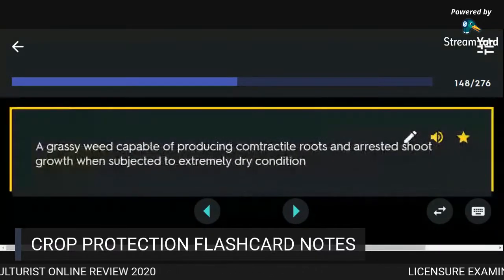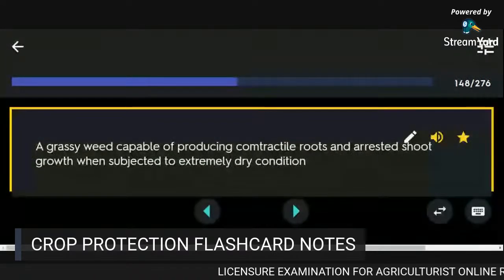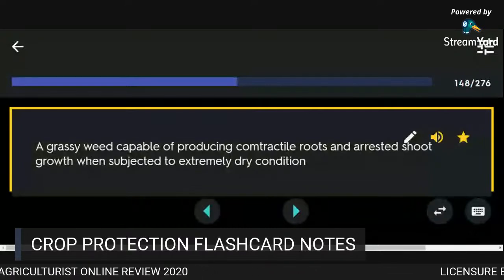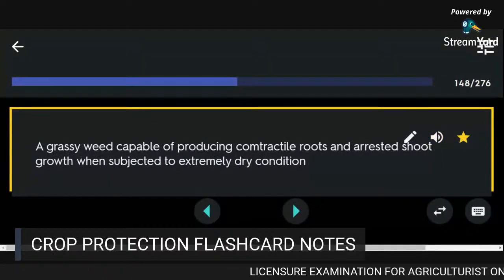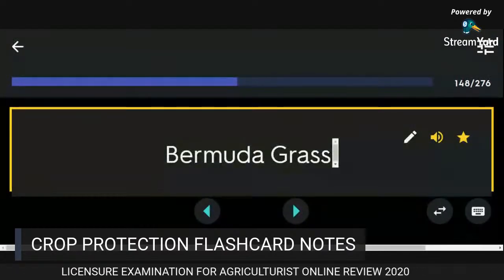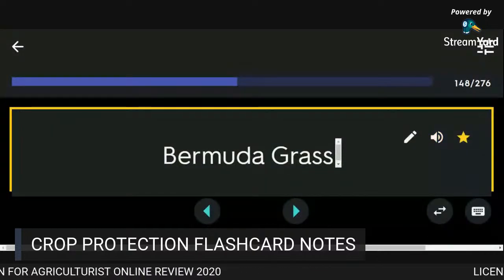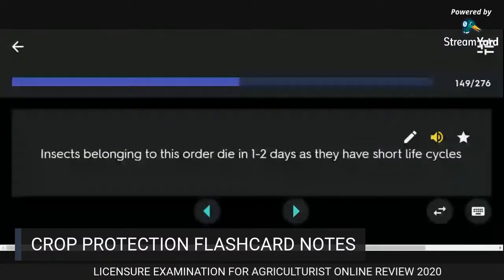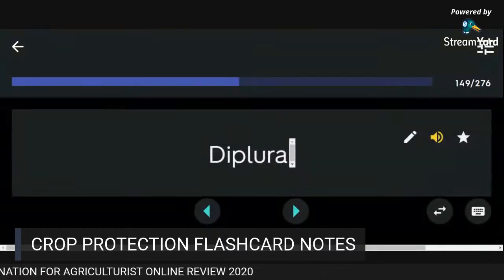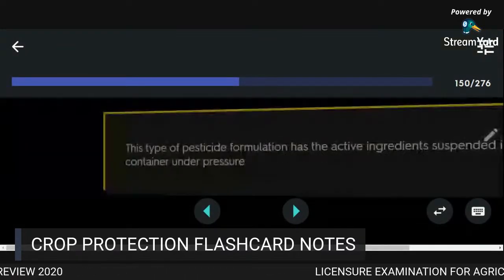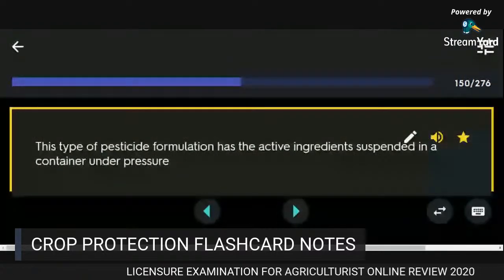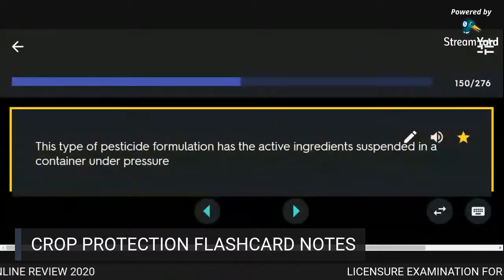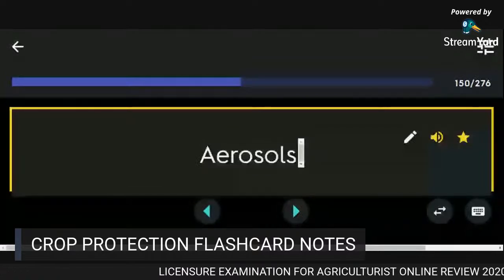A grassy weed capable of producing contractile roots and a rapid shoot growth when subjected to stress. Bermuda grass. Insects belonging to this order die in 1 to 2 days as they have short life cycles. Diptera. This type of pesticide formulation has the active ingredient suspended in a container under pressure. Aerosols.